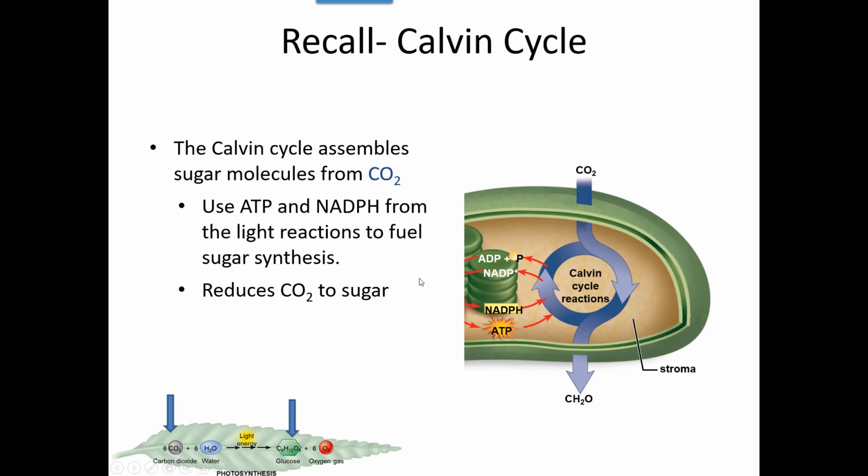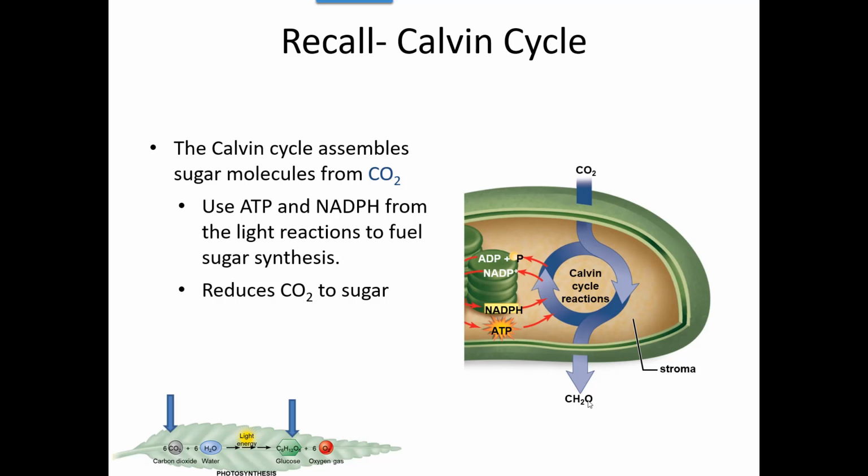So we talk about how this is reducing carbon dioxide to sugar. And again, anytime you see that word reducing, we are talking about a gain of electrons, because reduction involves gain of electrons. Because we've got carbon dioxide in, we've got sugar coming out. And that is partly because of those electron carriers that are coming into the Calvin cycle.